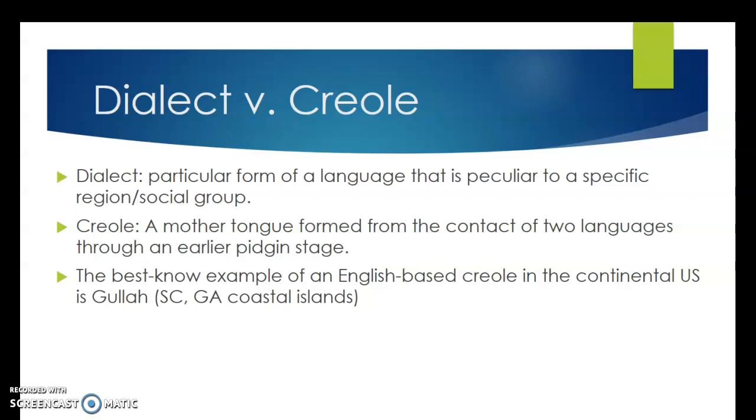A pidgin language, by the way, is a grammatically simplified means of communication that develops between two or more unintelligible languages. The best known example of an English Creole is Gullah, which appears on the South Carolina and Georgia islands. There's going to be a sample on the course webpage if you want to know what Gullah sounds like.